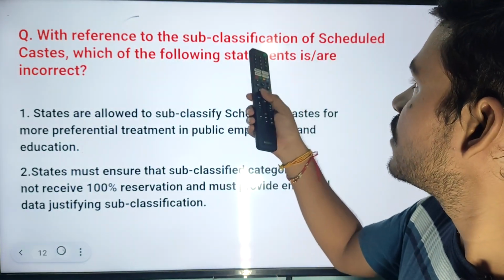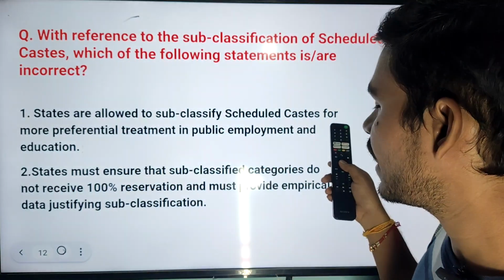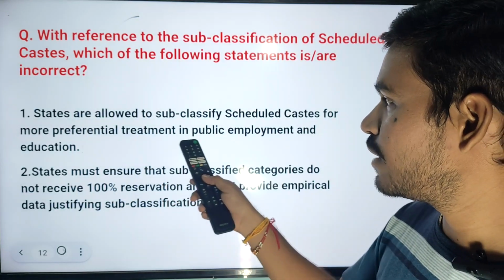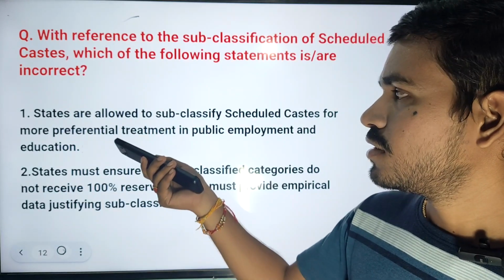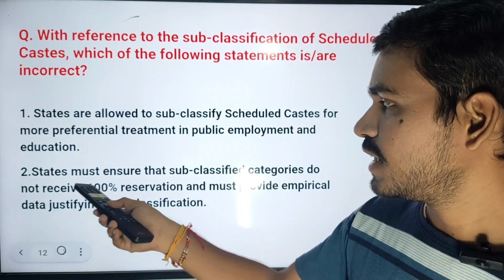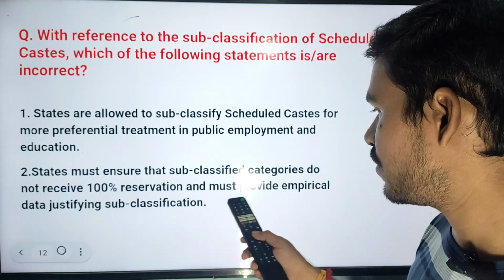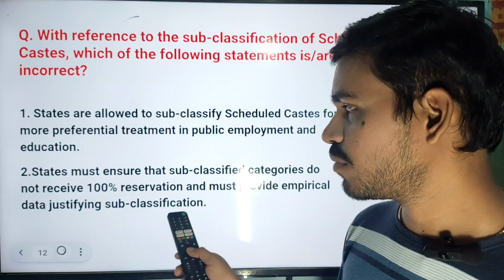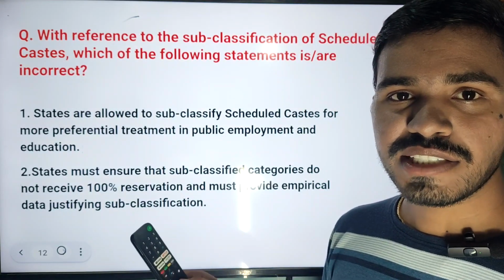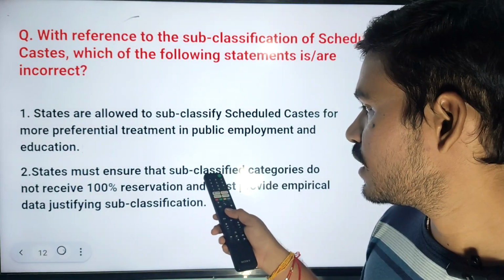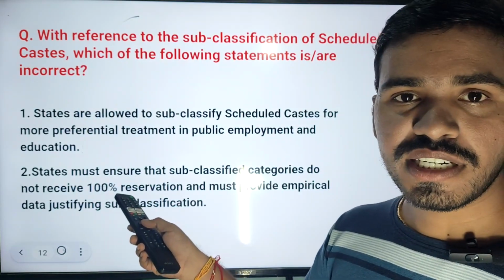So in that classification, what are the guidelines? States are allowed to subclassify the scheduled castes for more preferential treatment in public employment and education. Is this correct statement? So this is the correct statement. Next one is, states must ensure that subclassification categories do not receive 100% reservation and must provide empirical data justifying the subclassification. So state don't have power to classify as they want, and also their classification, all classified peoples don't get 100% reservation in that SC STs.